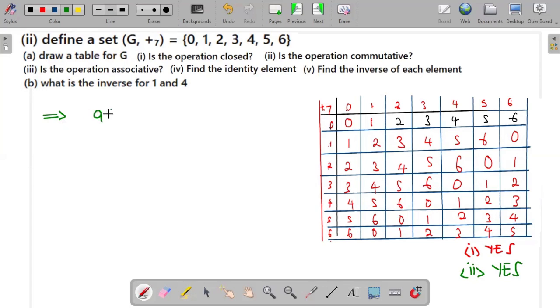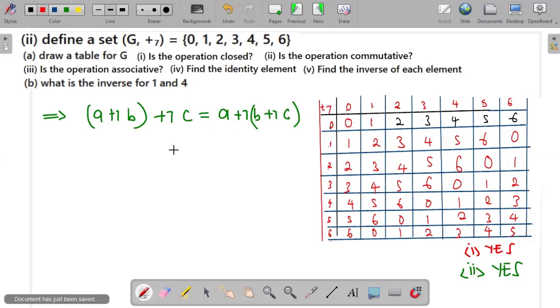So if I have A modulo 7 (B in brackets), then modulo 7 C, this should be the same as A modulo 7 B, okay, modulo 7 C, and then this B and C are the ones that are in the brackets. So simply meaning that it doesn't matter which one is in the bracket.